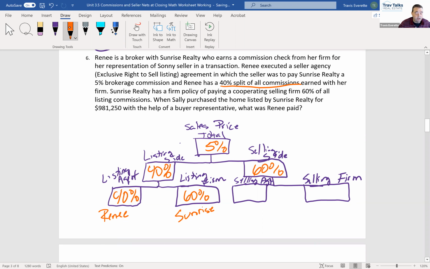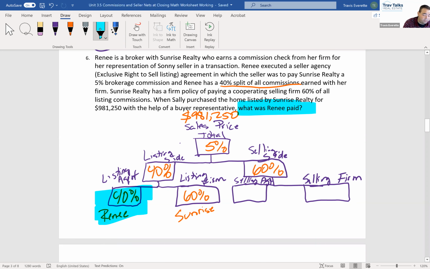When Sally purchased a home listed by Sunrise for $981,250, so there's my sales price, $981,250, with the help of a buyer representative, what was Renee paid? So that finally, there's our question. What was Renee paid? They want that right there. So how am I going to type that into my calculator?